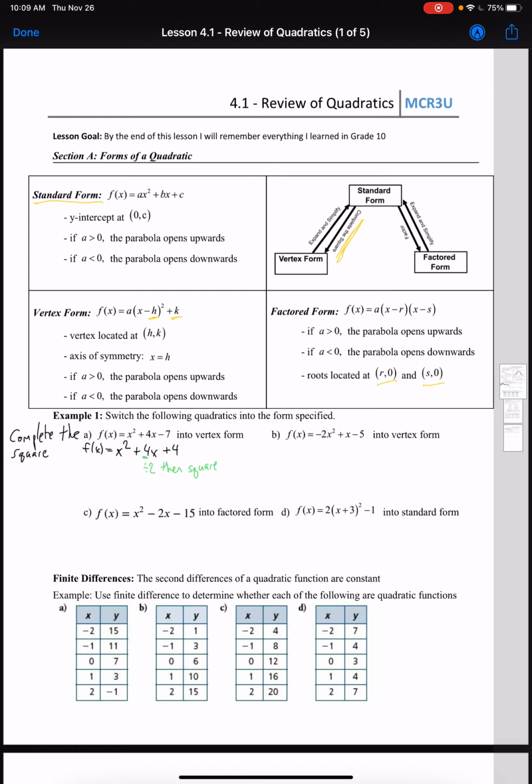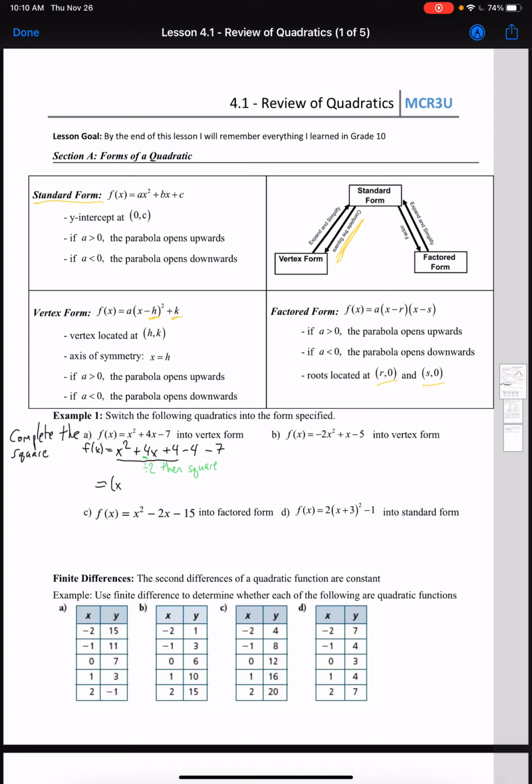But since we added 4, you can't just add a number to an equation. You need to also subtract that same number, because that's equivalent to just 0 there. Okay. And now what we can do is just focus on the first 3 terms, so just focus on these parts.